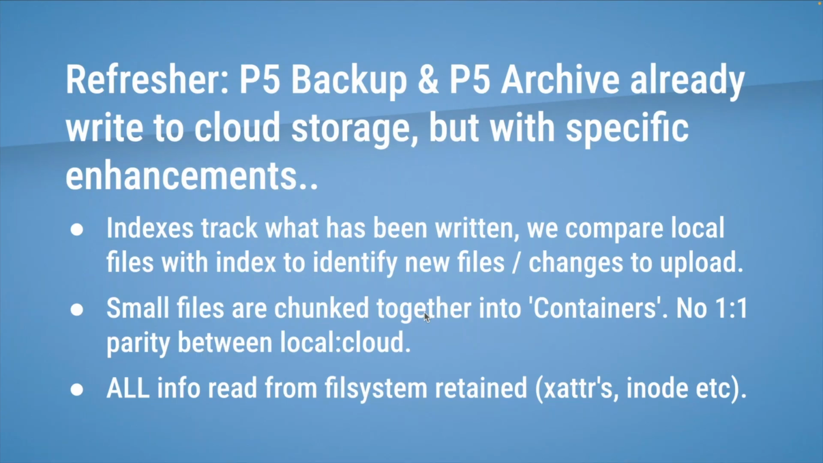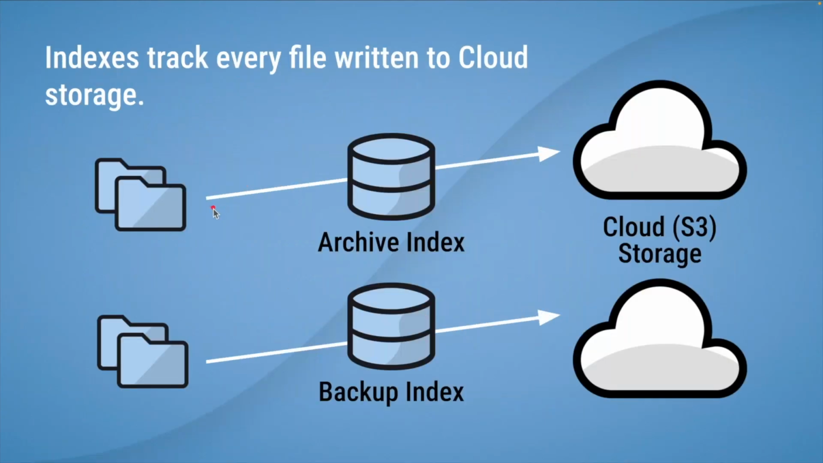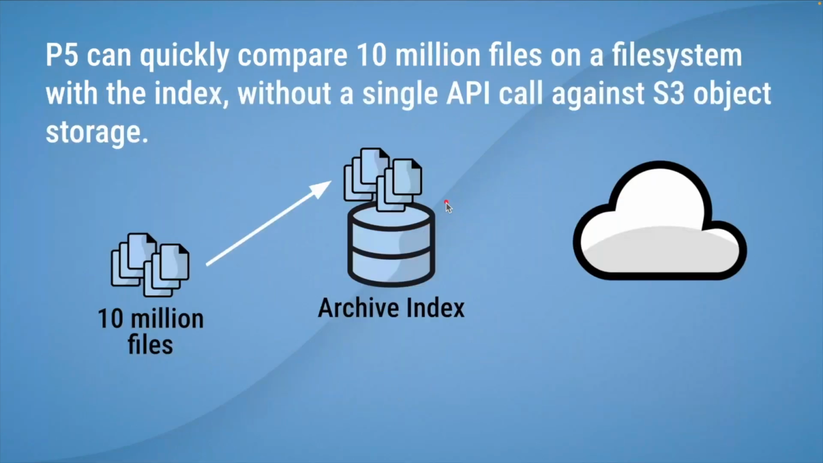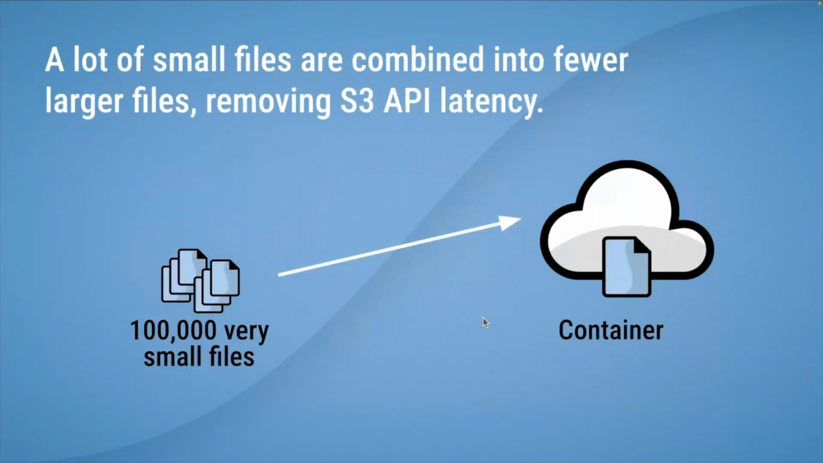So there are reasons why P5 Backup and Archive might be the best way to achieve what you want to do. Just to go into that in a little more detail, when you're writing your folders to the cloud with P5 Backup and P5 Archive, there's always this index in the middle tracking what's happening. That means that if I have 10 million files backed up to the cloud, when I do an incremental backup, I can compare 10 million files with my index very quickly, without talking to the cloud, to identify that there are 100 new files.